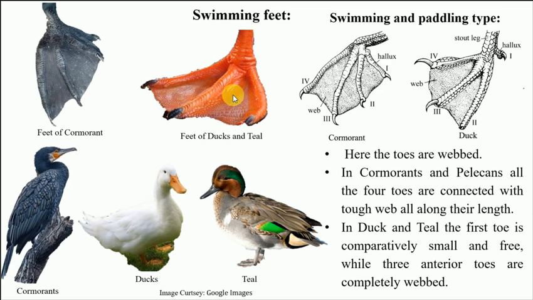But in case of the duck and teals, the first toe is always separated. First toe is also referred to as a hallux. It is comparatively small and it is generally free, while the anterior three toes are completely webbed. Now such a developed web is useful for paddling the water during swimming, and hence this kind of feet is referred to as swimming and paddling type of feet. Okay, so this is about swimming and paddling type of feet.